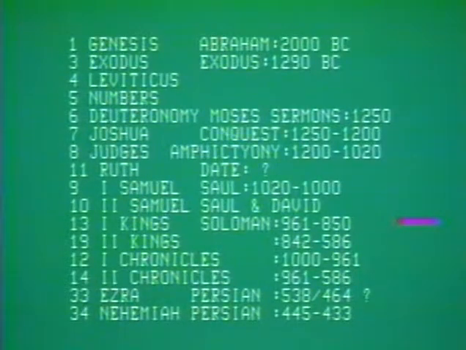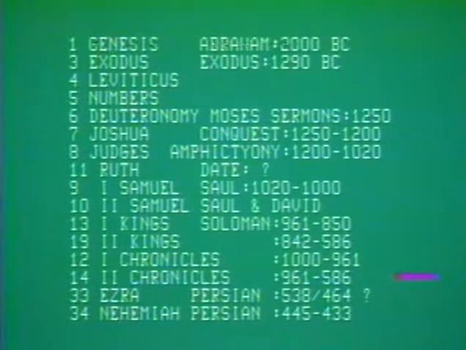1 Kings all the way through 2 Chronicles cover most of this period. They overlap many, many books, and so they are parallel. They have different information. They're kind of like the synoptic gospels almost. They cover the same period, but they add details that the other one doesn't add.